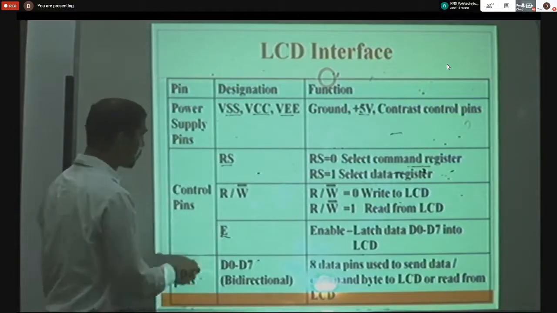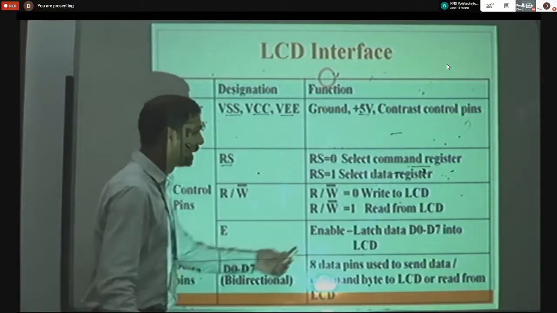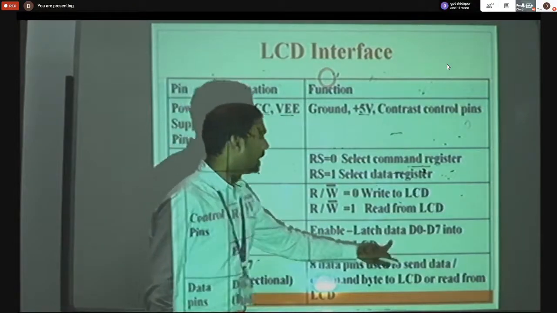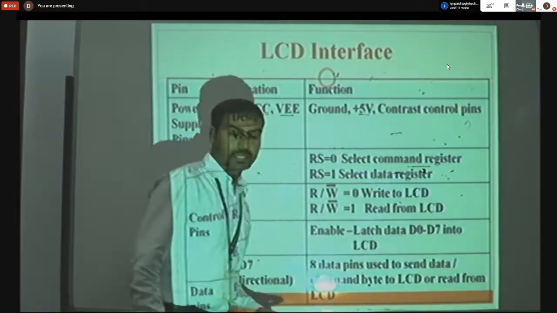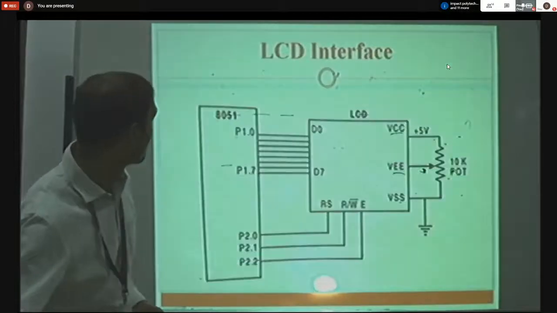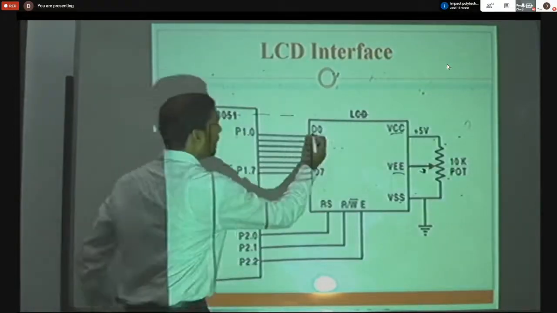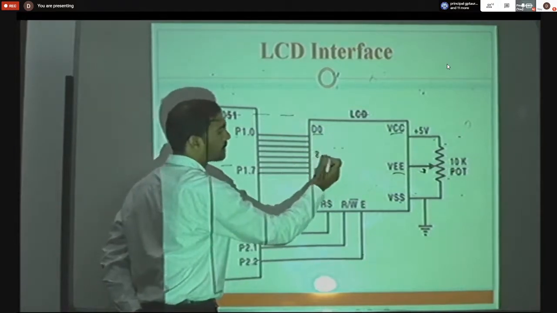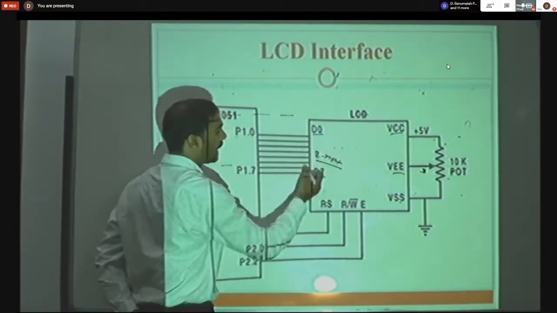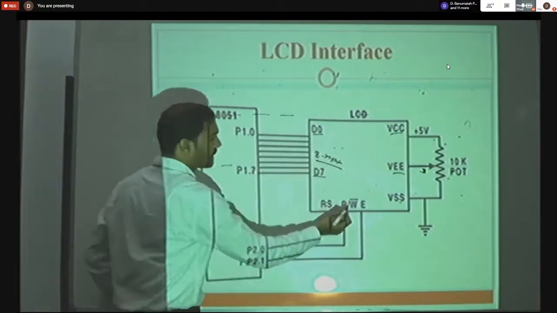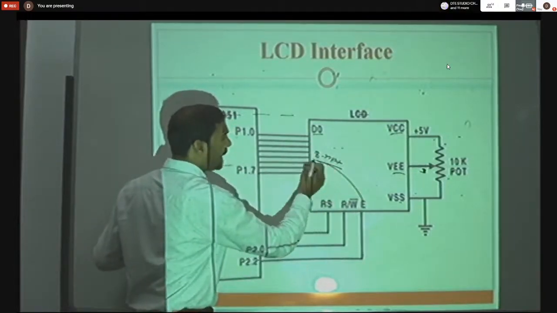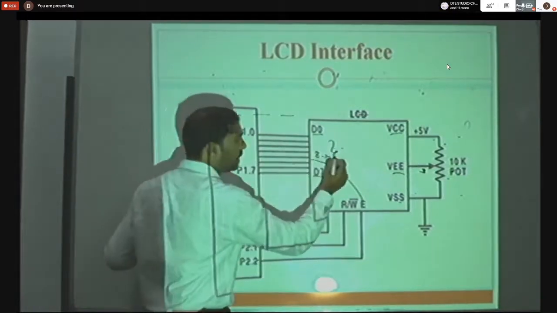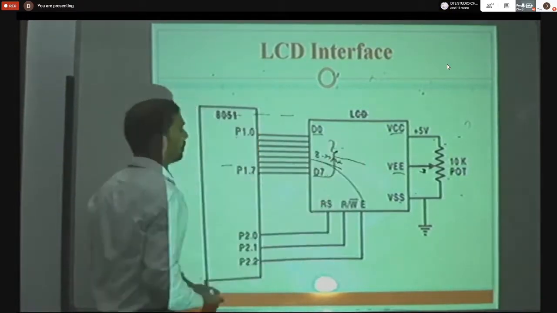And the next control pin is called E, enable. Okay. Latch data inputs D0 to D7 into the LCD. Here, these are the D0 to D7 inputs. How many inputs are there in total? 8 inputs, because there are 8 pins. Okay. So this enable latches all these 8 inputs into this display. Fine.